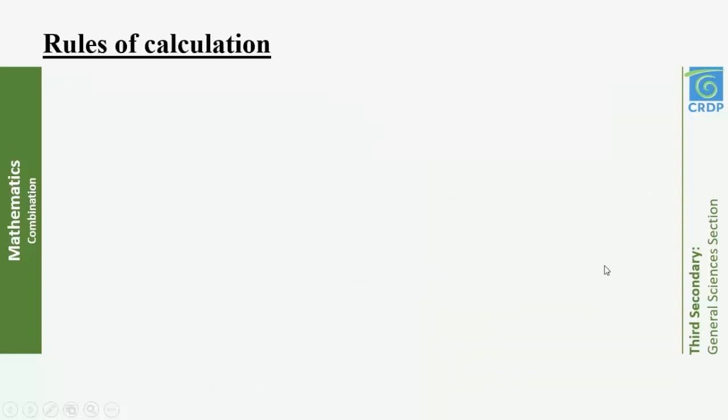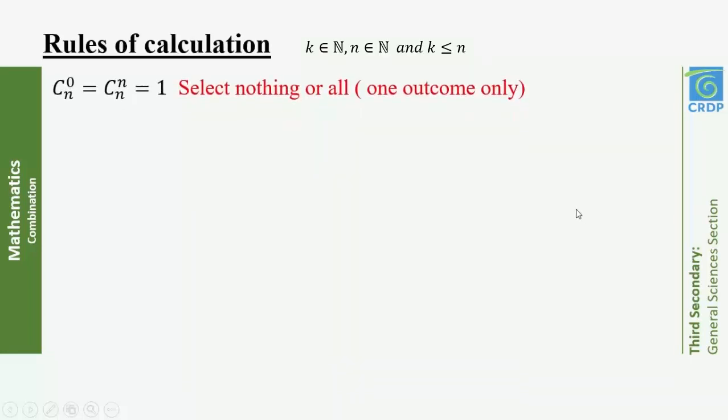Some rules of calculation of combinations. C(n,0) is equal to C(n,n) is equal to 1. So if I'm selecting nothing or I'm selecting all items, I get 1. C(n,k) is equal to C(n,n minus k) is equal to n factorial over k factorial into n minus k factorial. To prove this equality, you can refer to the definition of combinations and replace k by n minus k. Simplify, it will give you the same answer.